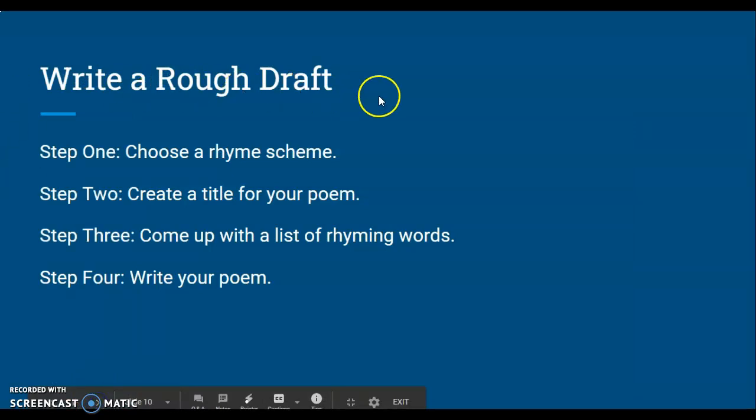Okay, our next step, we're going to write our rough draft. Your first step is going to be choose a rhyme scheme. Step 2, create a title for your poem. Step 3, come up with a list of rhyming words. Step 4, write your poem.